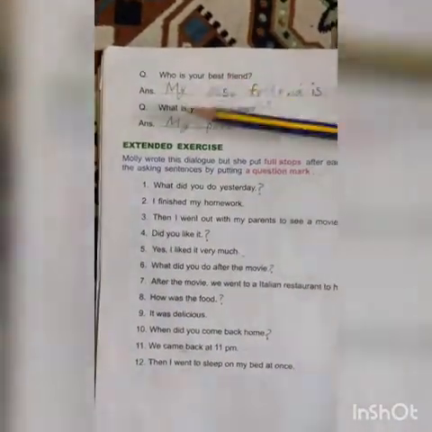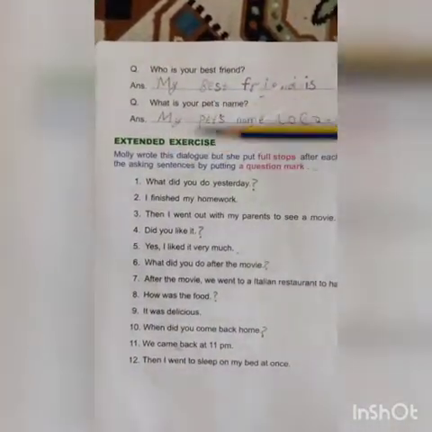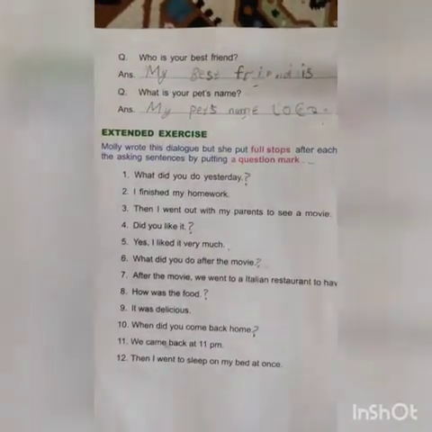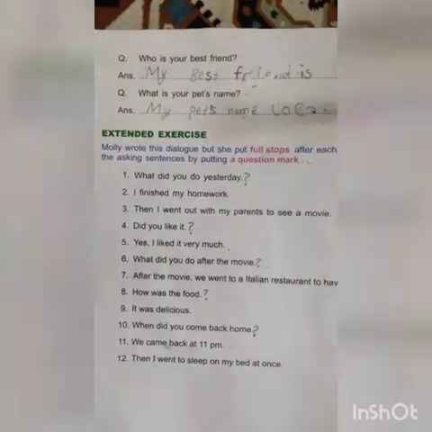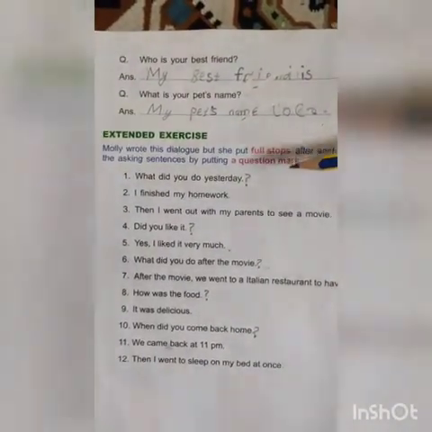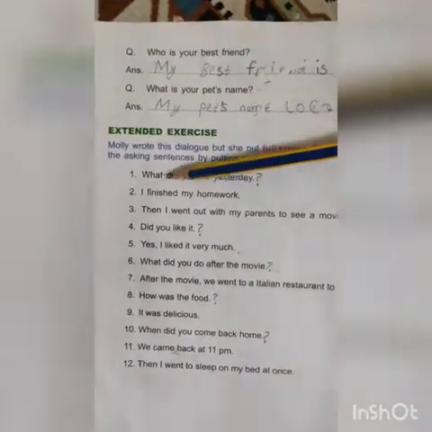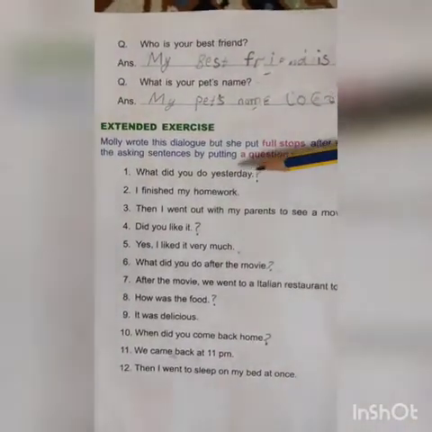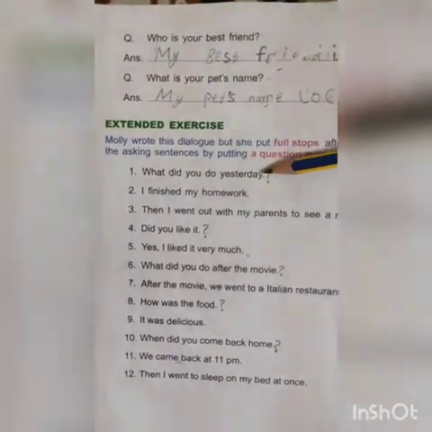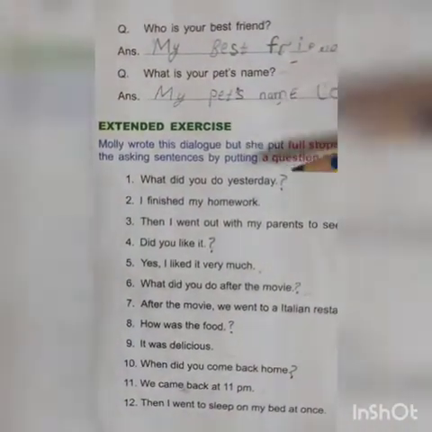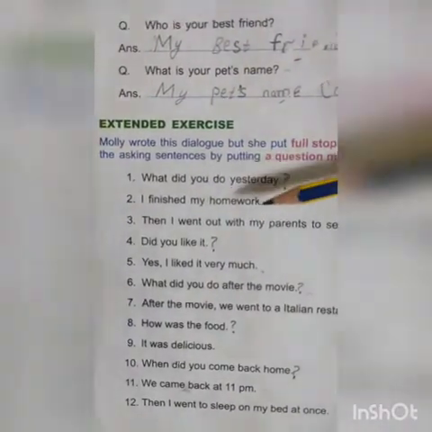Extended exercise. Molly wrote this dialogue, but she put a full stop after each sentence. Help her find the asking sentences by putting a question mark. In a telling sentence you put a full stop, and when the sentence is an asking sentence, you put a question mark at the end. What did you do yesterday? So it is an asking sentence. You put a question mark here. I finished my work here.